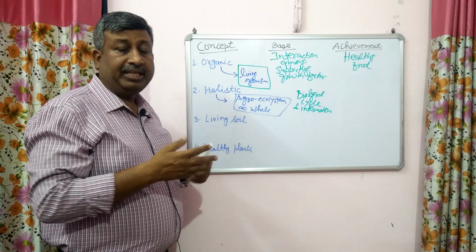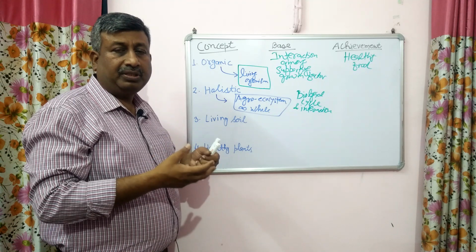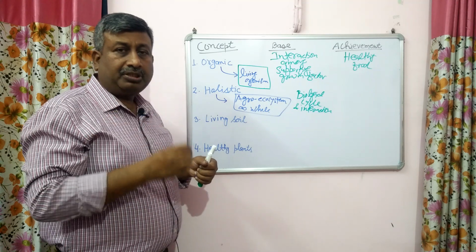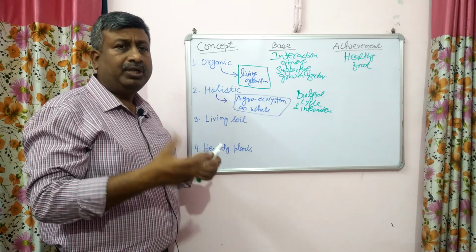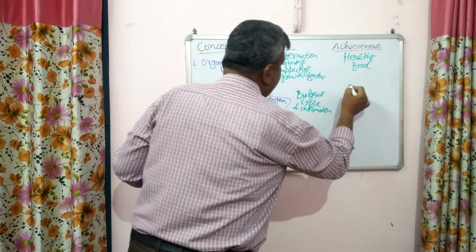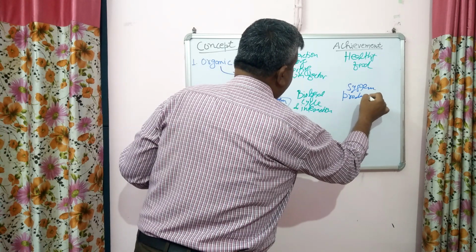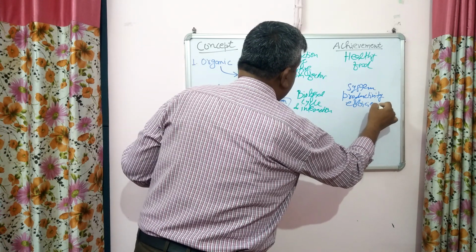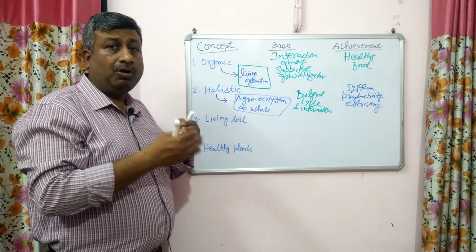And what is the achievement? The achievement is that if we are using these interactions, mineralization, nitrogen fixation, phosphorus solubilization, etc., definitely the system productivity and efficiency is improved. If system productivity and efficiency is improved, sustainability is attained. So the achievement is that system productivity and efficiency is increased. It means it is not a short process, it is a long-run process.